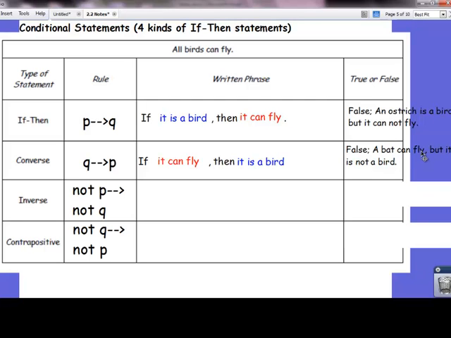A bat can fly, but it is not a bird. So not all things that fly are birds.